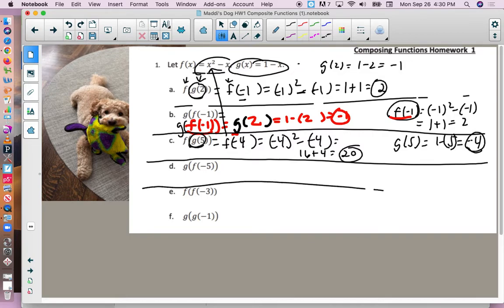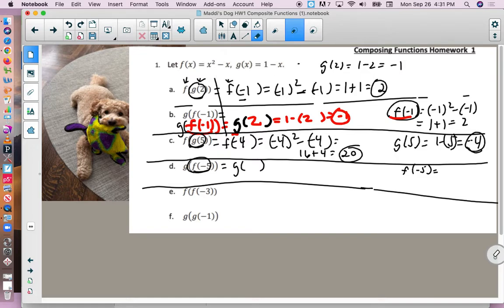Alright, now on the next one, think about what you're going to find first. The first thing you're going to find is g of blank. You've got to find out what this is, so you've got to go do this job first. F of negative 5. It's like putting one answer inside of another one. F of negative 5. Be sure you're at function f.